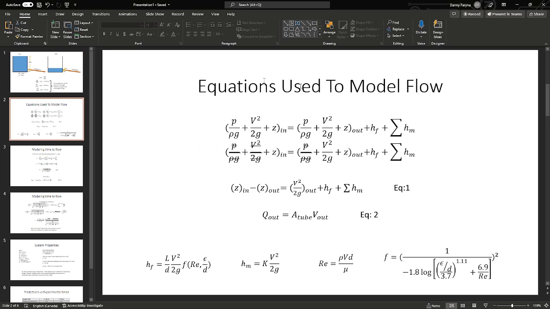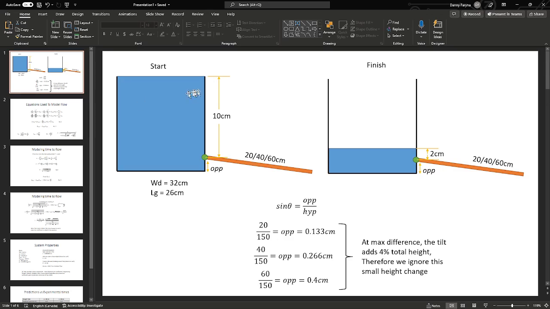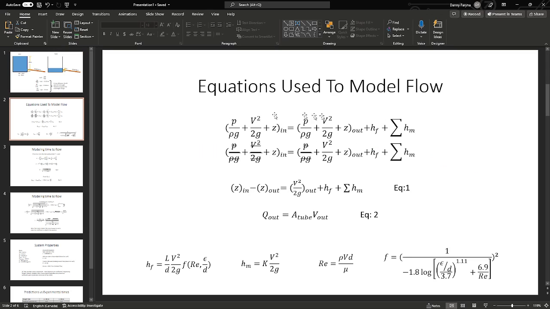Some equations that we need to use to model this flow through the tube: what we're interested in is, as this length changes, what is the time to drain, considering everything else is constant. We are using Bernoulli's equation plus the friction losses and the minor losses. For our particular system, the pressure on both sides are equal, so those cancel. The velocity at the very top of the tank is 0, so that goes to 0. And then cleaning up, moving the heights to the left-hand side, we get equation 1.